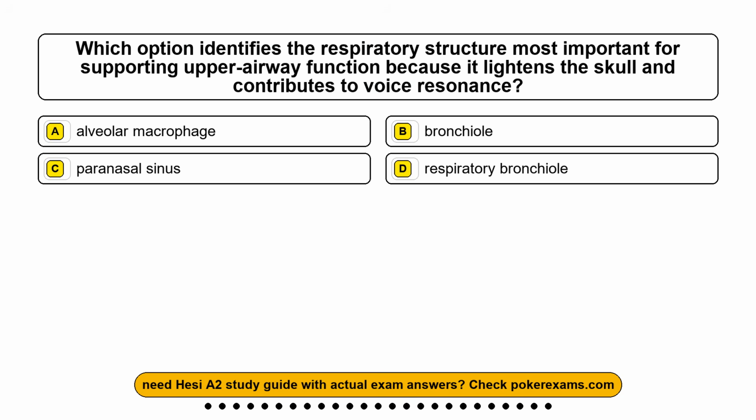Question 4. Which option identifies the respiratory structure most important for supporting upper-airway function because it lightens the skull and contributes to voice resonance? Option A, alveolar macrophage. Option B, a bronchiole. Option C, paranasal sinus. Option D, respiratory bronchiole. The correct answer is option C, paranasal sinus.